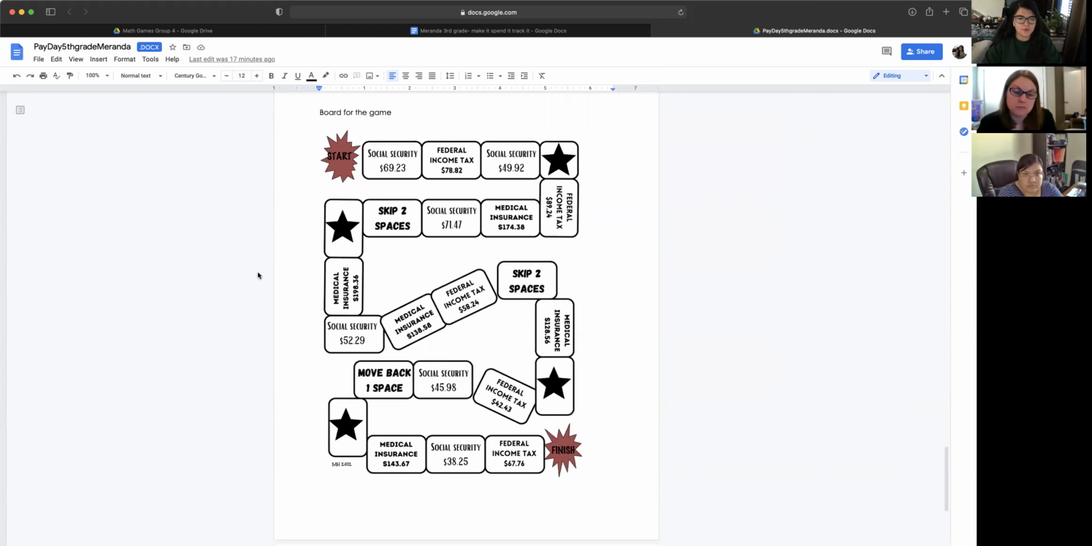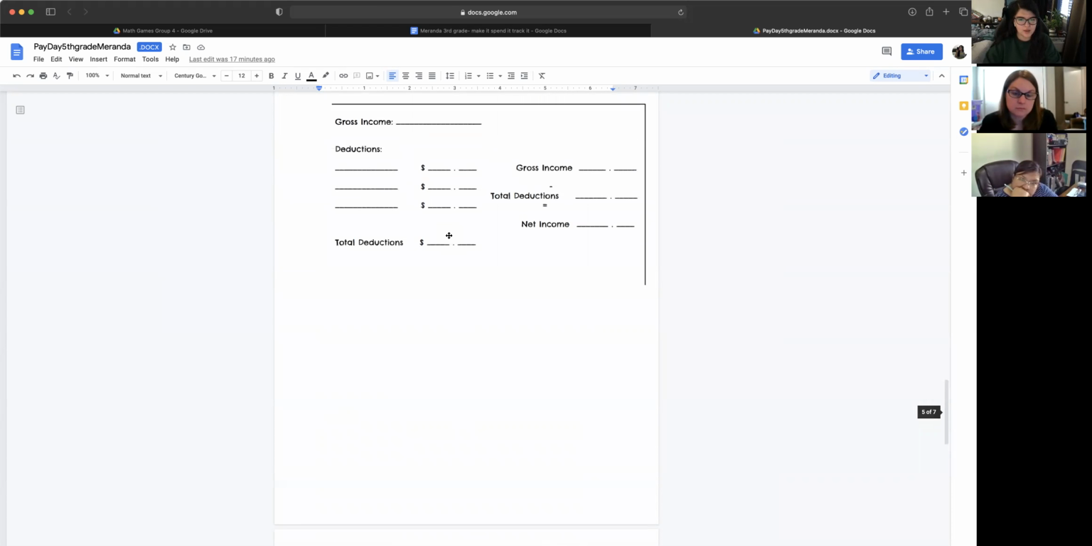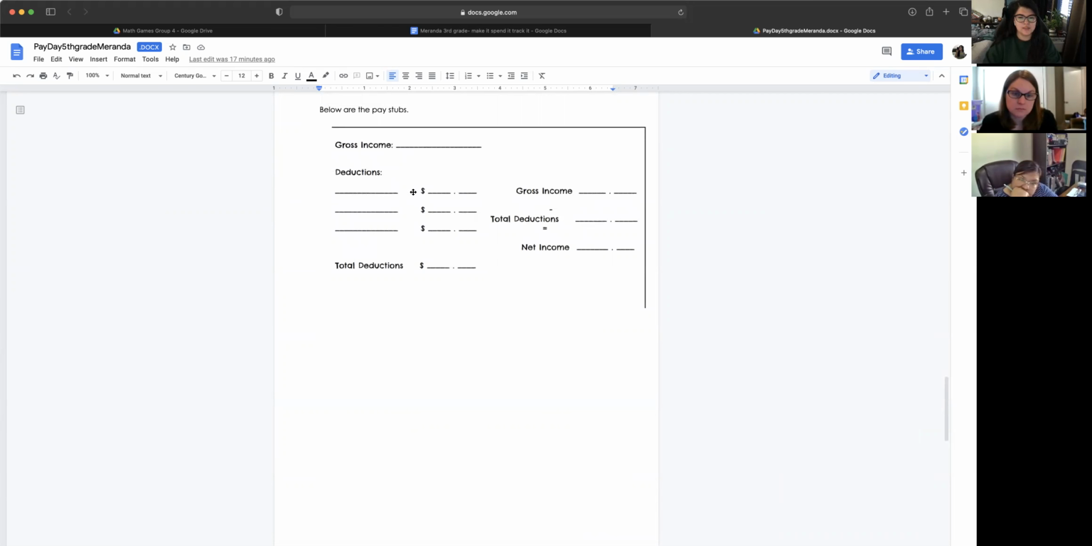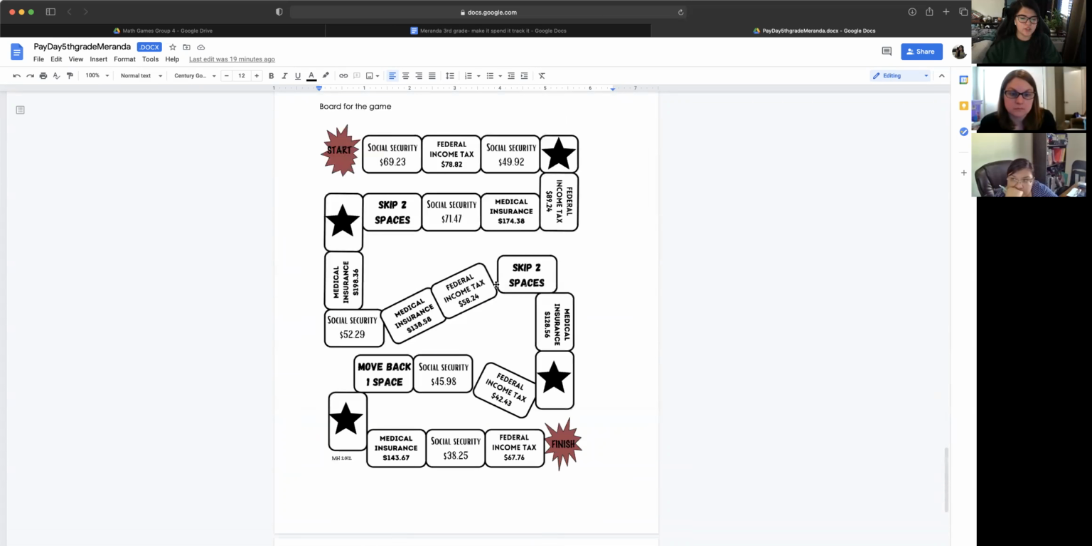So they will play until they get one of each. There's Social Security, medical, and federal income tax, until every student gets all three. Then they will be doing this independently, or if they need extra help, you can support them on this. If they're more independent, you can give them a blank paper and maybe they'll have to figure this equation out on their own. So there are ways that you can make it a little bit more challenging for them.